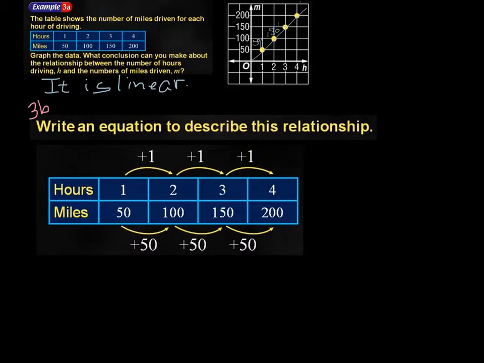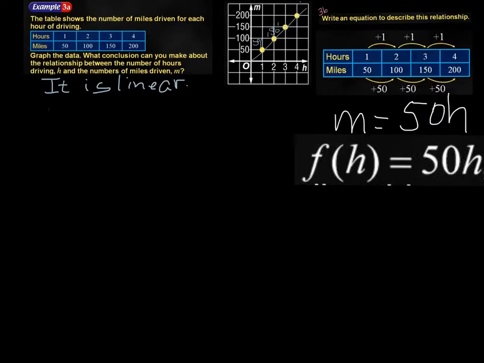For part B, they want us to write an equation to describe this relationship. Okay, we saw on the graph that every time we increase by an hour, we increase by 50 miles. So if I wanted to find out the miles, all I have to do is take the number of hours driven times 50. And it looks like it works for all 4 of those points. 1 times 50 is 50, 2 times 50 is 100, 3 times 50, and 4 times 50. If we wanted to write that in function notation, we could write f of h equals 50h.